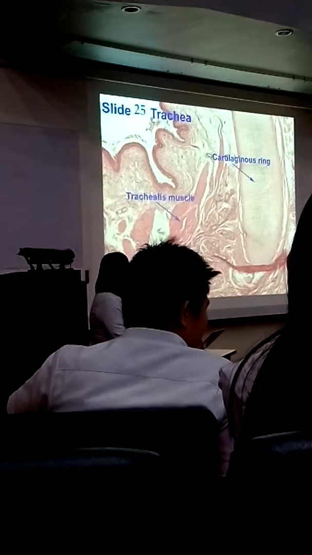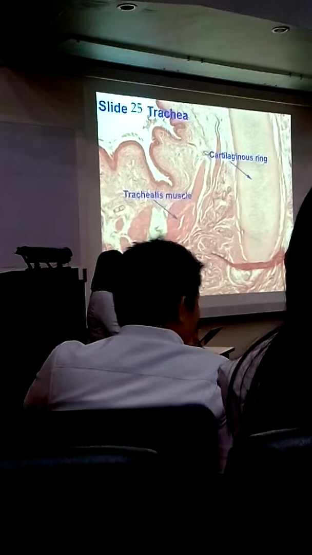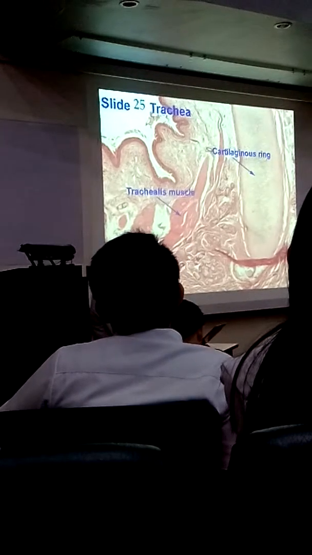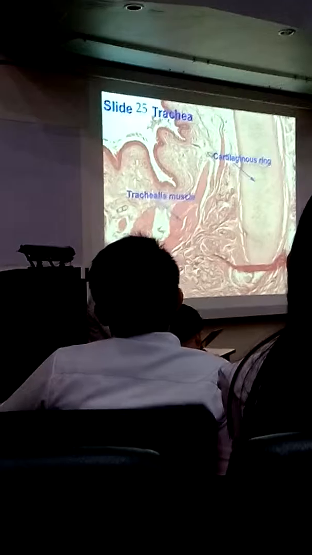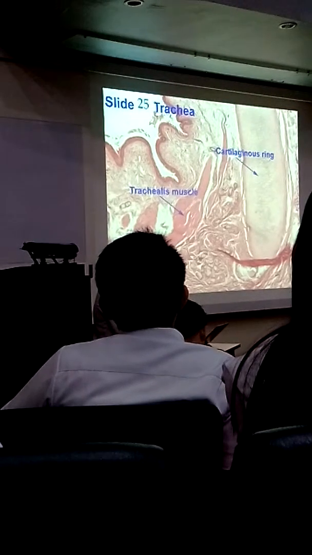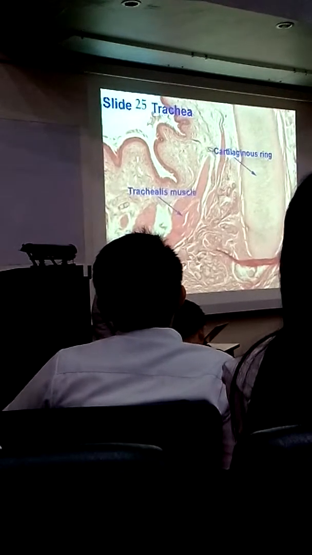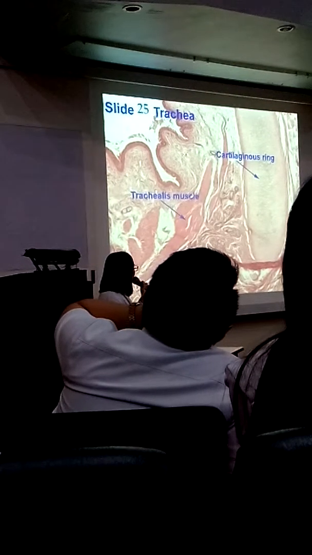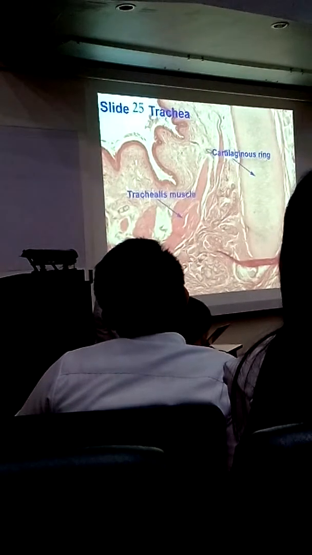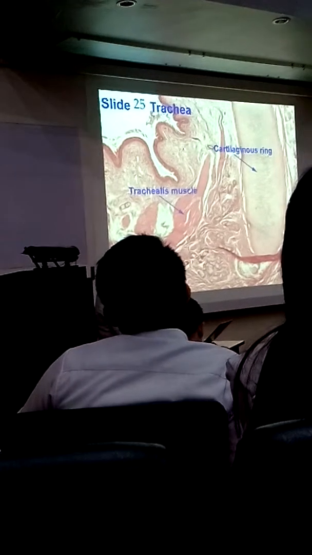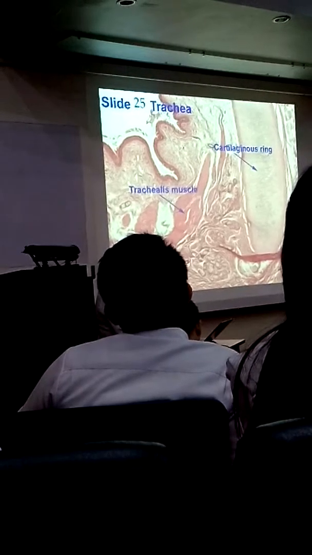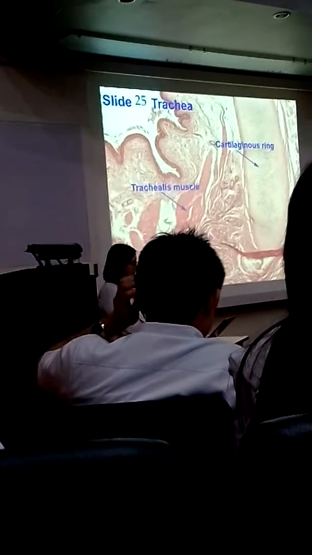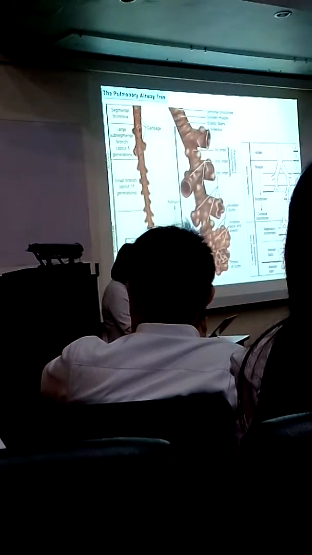So this is the trachealis muscle. Is it skeletal or smooth muscle? Smooth muscle, in comparison to that of vocalis, which is skeletal muscle. So one of the characteristics of the trachea is that at the free end of the C-shaped cartilage, there is a fibroelastic tissue as well as this smooth muscle, the trachealis muscle, that connects the free end portion of the C-shaped cartilage.